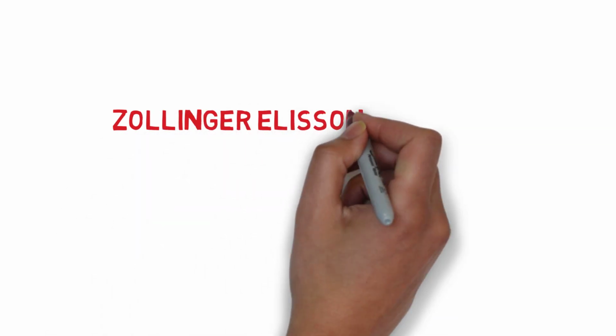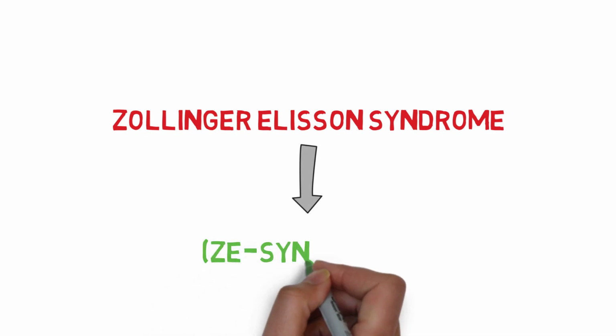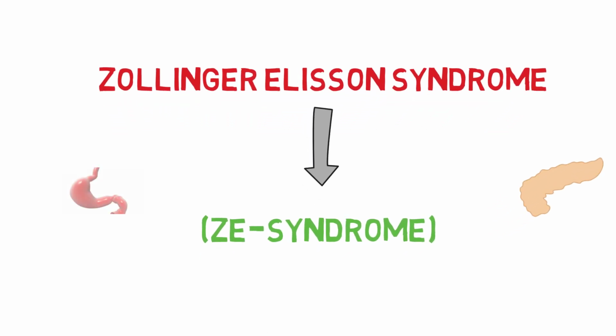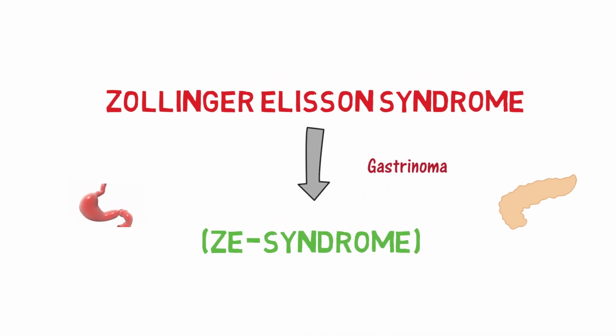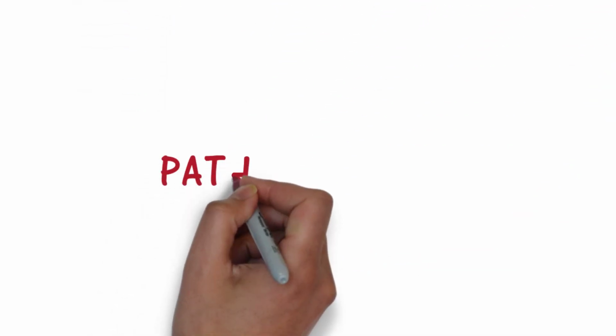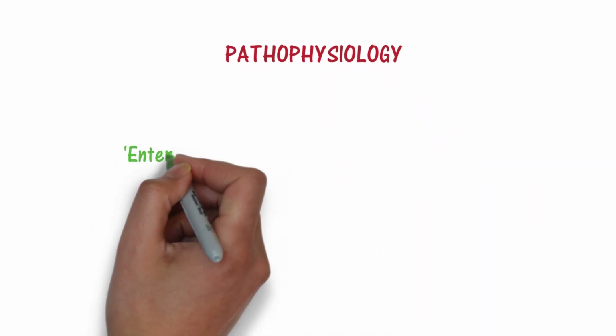Zollinger-Ellison syndrome, a disease of the GI system, also known as ZE syndrome. People who have ZE syndrome develop tumors known as gastrinomas in the pancreas and duodenum. So, to find out the mechanism of the syndrome, we have to understand the pathophysiology of this syndrome. So, let's get deep into this.